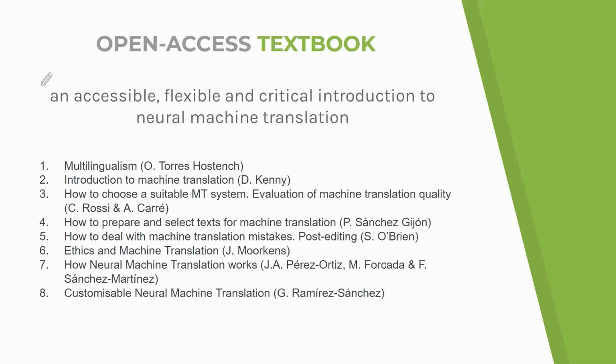Joss Moorkens tackles big questions about machine translation and ethics. And these span from the kind of issues that arise when we use any kind of computer system, issues to do with privacy, data protection, etc., but also issues to do with machines as ethical agents. So it's very much up to date, if you like.